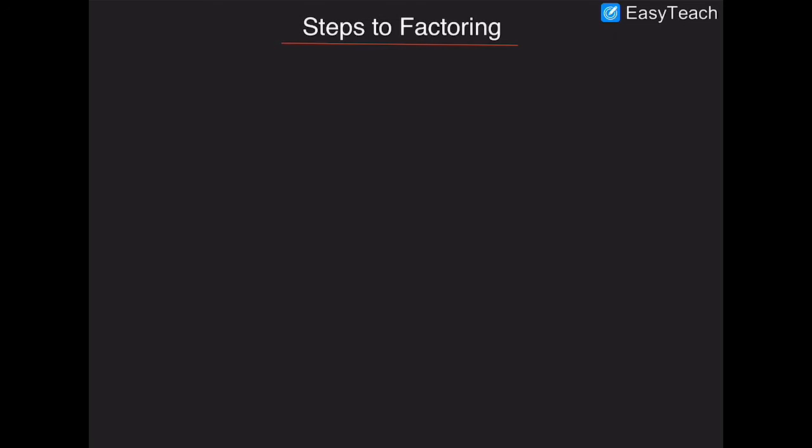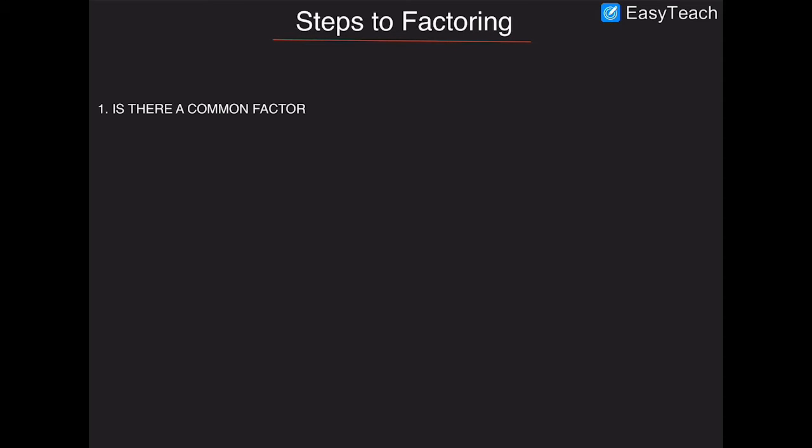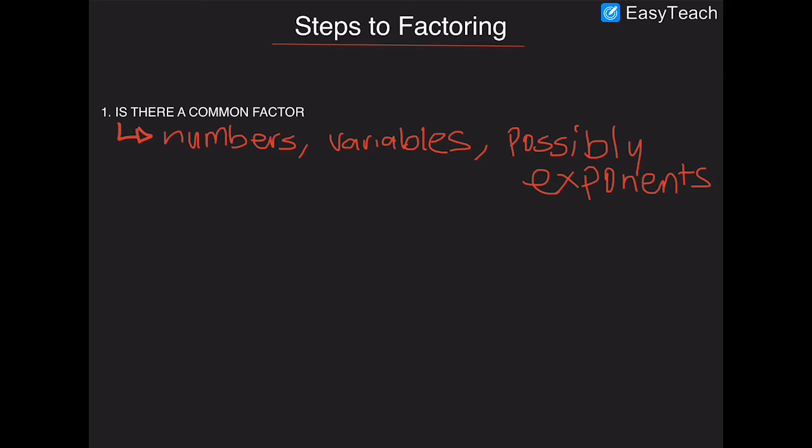In today's video, we're going to go over the steps to factoring. When you're given an expression and told to factor, you can check through the following criteria in this order. The first thing to check is: is there a common factor? And remember, numbers, variables, and possibly their exponents.